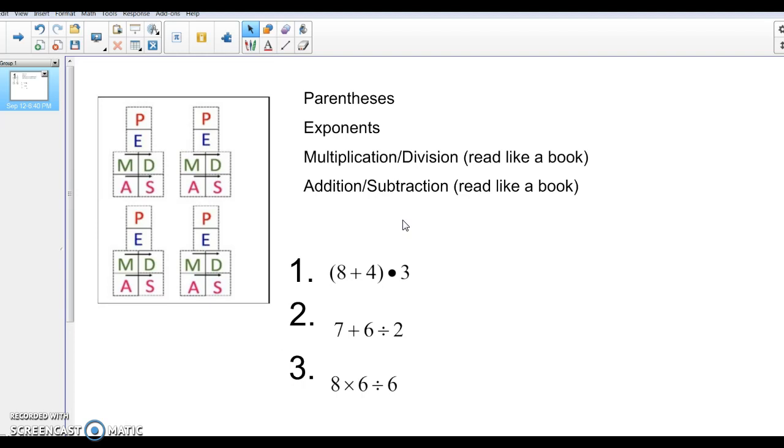And then after that, we have addition and subtraction. That's the same thing as multiplication and division. You're going to read it like a book. So whatever happens first, reading left to right, is what you will do first.